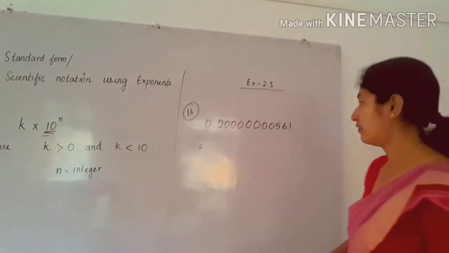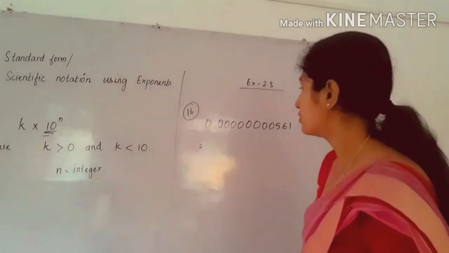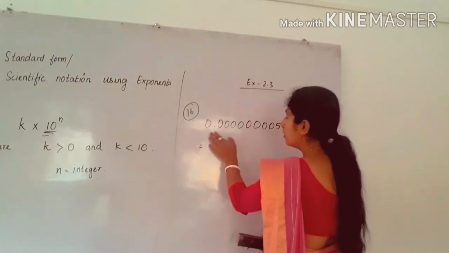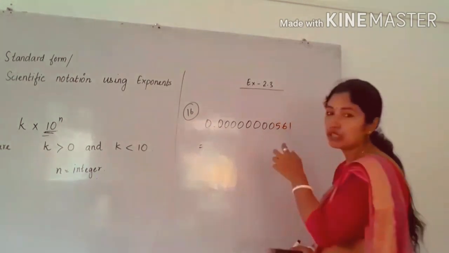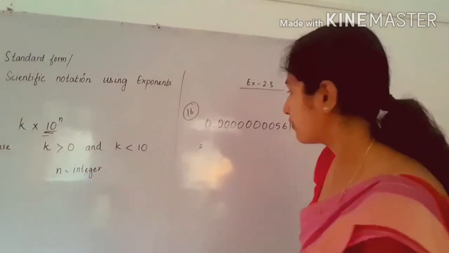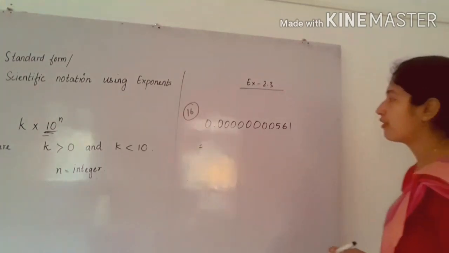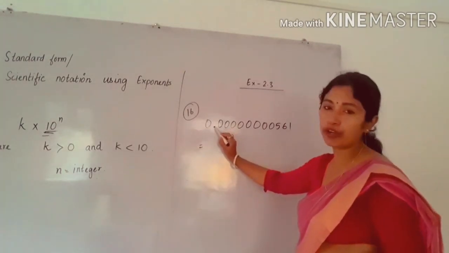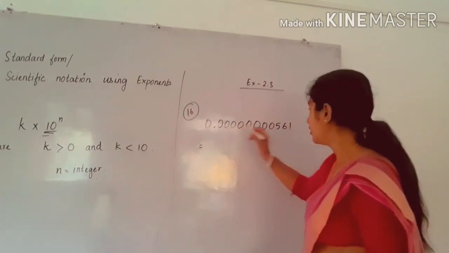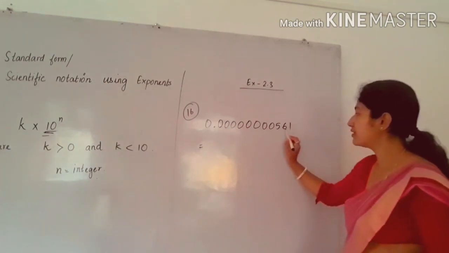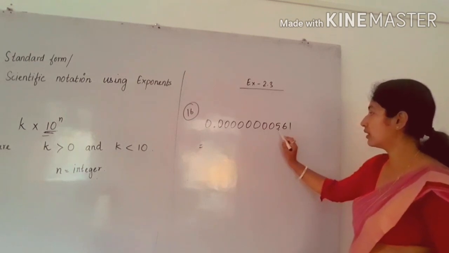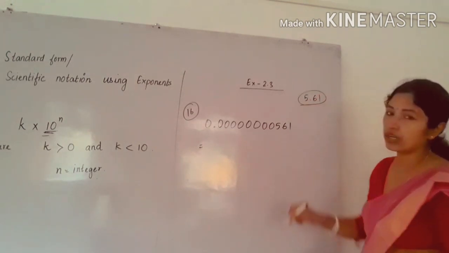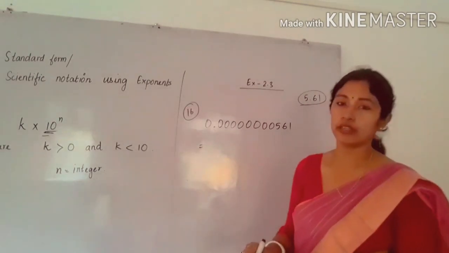So next question I have taken, question number 16. Now see, this is a very small number, as this number is 0.0. That means this number comes between 0 and 1. So now we have to express it in standard form. You have to shift the place of the point to the back side, and place it between 5 and 6, because the number you will get is 5.61, and 5.61 comes between 0 and 10. You have to check that.